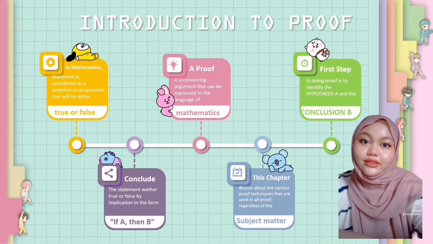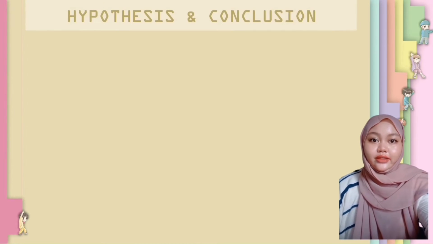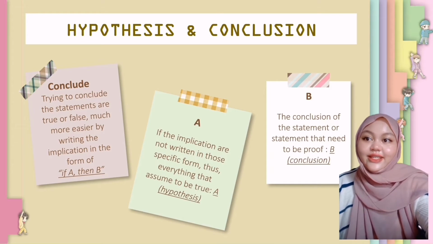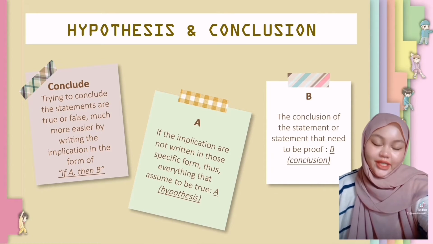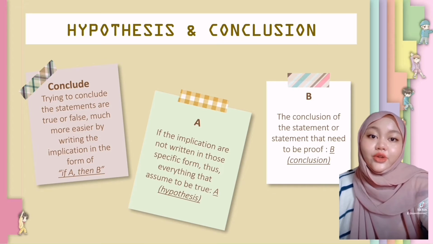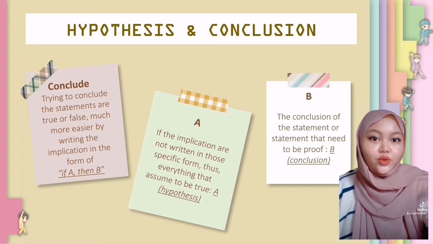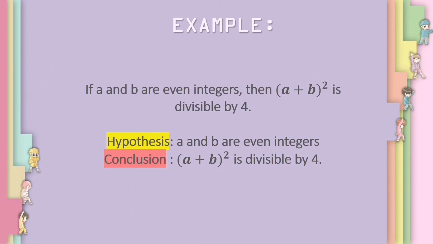of subject matter. For the hypothesis and the conclusion, if the implication is not written in the specific form, then everything that is assumed to be true is statement A, which is the hypothesis, while the conclusion of the statement, or the statement that needs to be proved, is statement B, which is the conclusion. For example, if a and b are even integers, then (a plus b) squared is divisible by 4. For this statement, the hypothesis is a and b are even integers, while the conclusion is (a plus b) squared is divisible by 4.